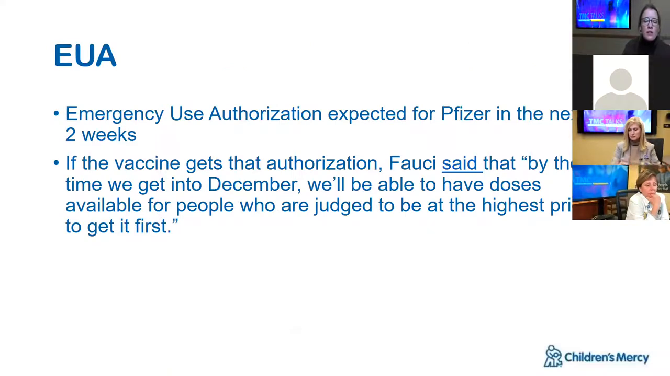I wanted to discuss, before finishing, EUA, or the emergency use authorization. Pfizer, as you know, presented results of 90% effectiveness in their vaccine earlier this week. And it is expected that they will be requesting emergency use authorization in the next 14 days. If the vaccine gets that authorization, Dr. Fauci has said that by the time we get into December, we will be able to have doses available for people who are judged to be at higher priority to get it first.